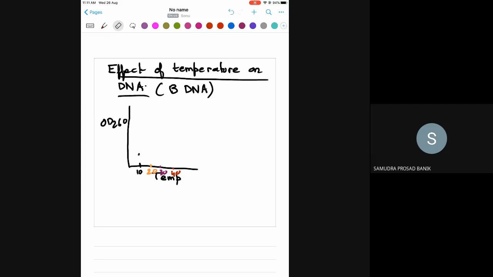Yes. So initially they were double stranded. Now since the hydrogen bonds are breaking, the two strands are separating from each other. The bases are getting more exposure to the UV radiation, so it will start increasing. So how will the increase look?